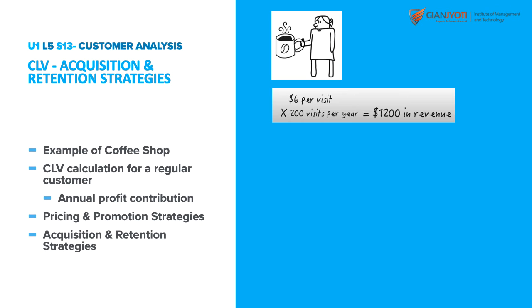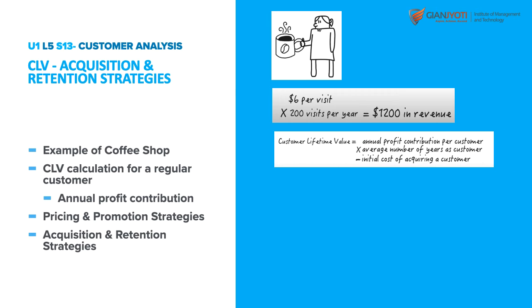For example, this regular customer on each visit is spending on an average $6. So per visit, average spending is $6 by this regular 5-star customer. And this customer is coming 200 times in a year. So the customer has 200 visits per year. So he is contributing a revenue of $1,200 for 1 year.